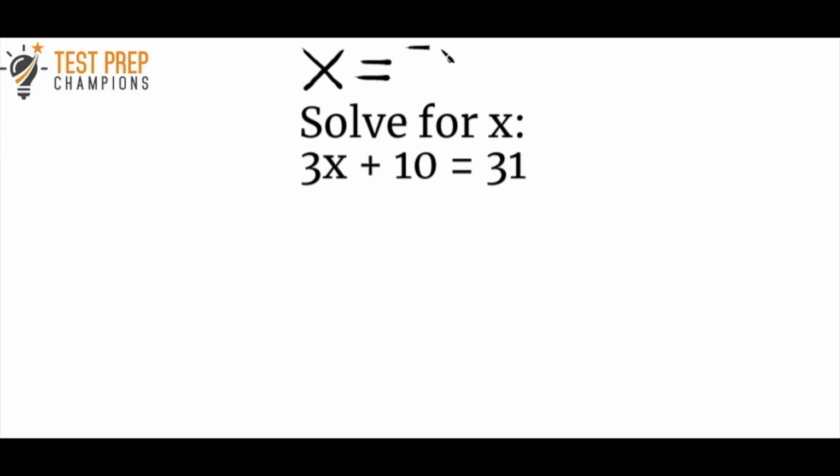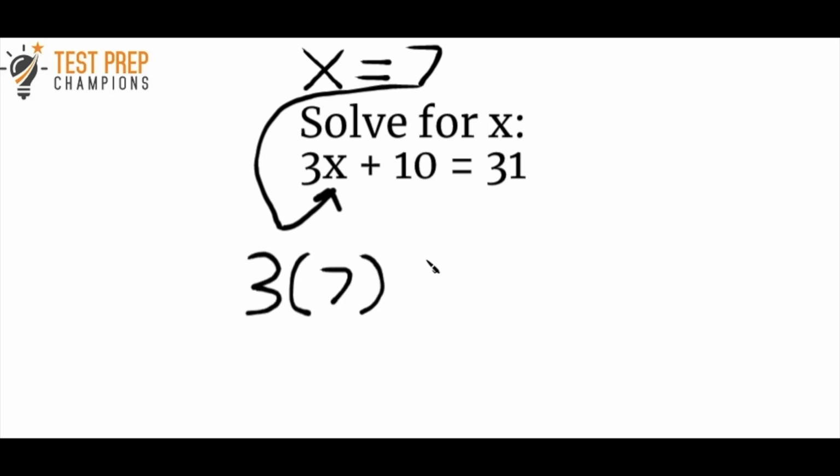So let me show you a trick here to make sure that we have the answer right. What we want to do here is take this 7 and substitute it back into our equation for x. So I want to replace this x with a 7. So we would rewrite it as 3 times 7 plus 10. And if I do the math here, if this comes out to be 31, then we'll know that 7 is the correct answer for x.